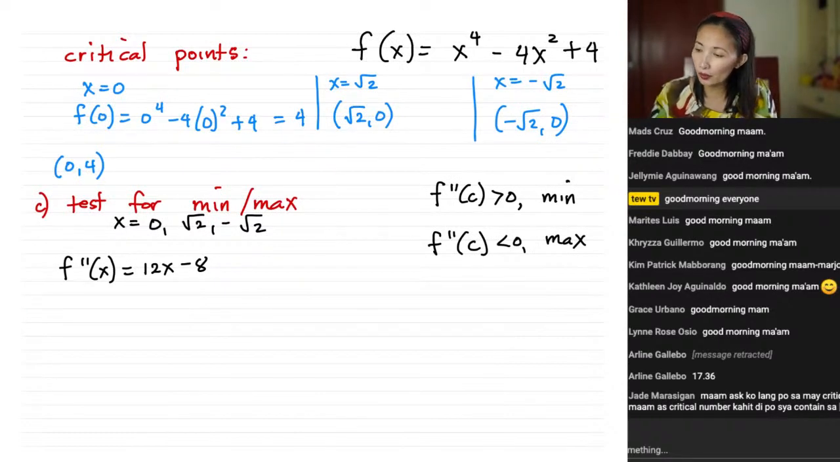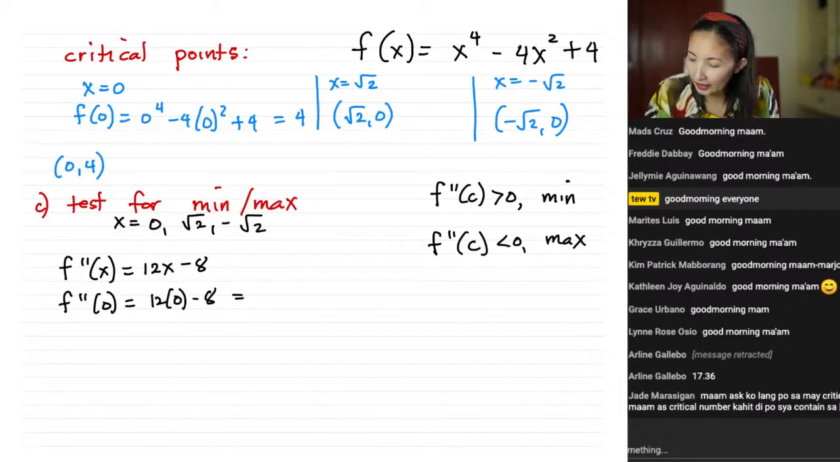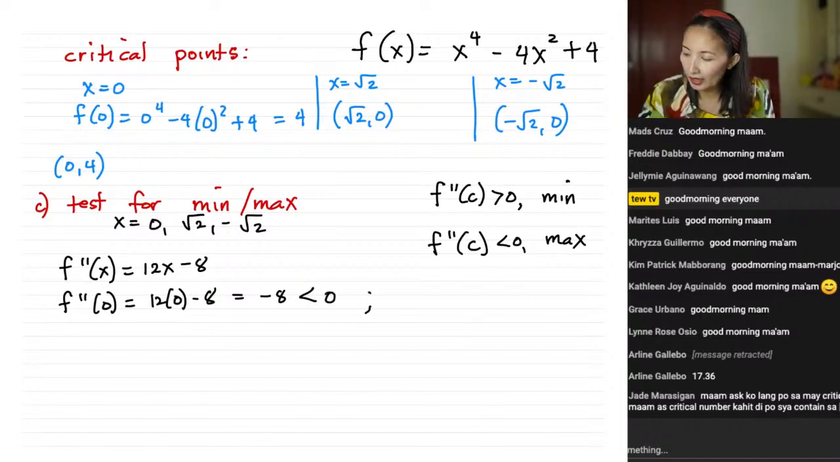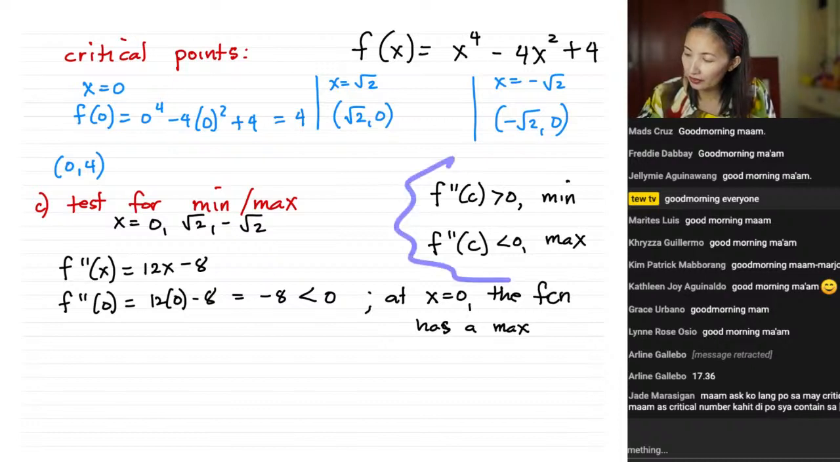But what x's are we going to check? Our critical numbers. So, find f double prime of 0. What is f double prime of 0? Okay, 12 times 0 minus 8 is negative 8. And since this is less than 0, what can you say? At x equal to 0, the function f has a max. Okay, relative max, from this test, the second derivative test.